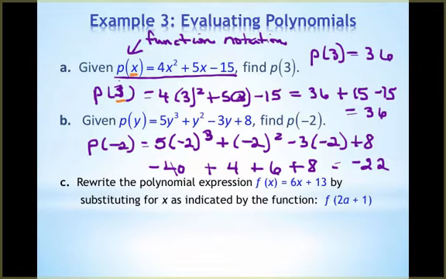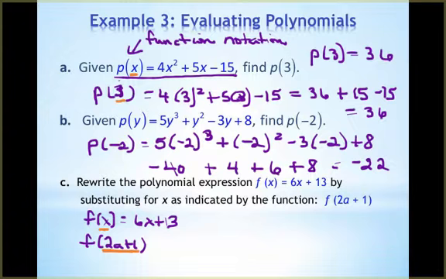Now let's look at a little different example. Let's say the f of x is 6x plus 13, but I want to find f of 2a plus 1. Well, just as before, if I had a constant there, I would replace x with whatever the constant was. I'm now going to replace x with 2a plus 1. So I'm just going to take my equation, and every time I see an x, I'm going to put in a 2a plus 1.